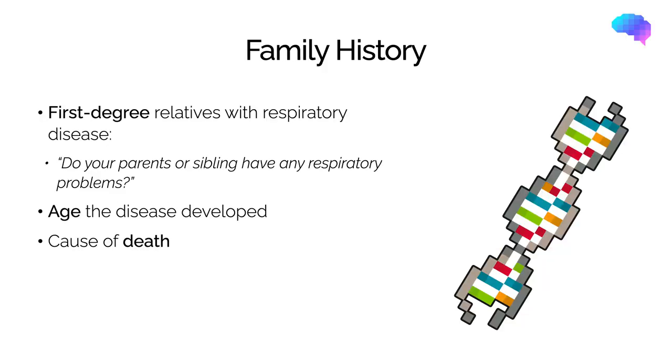In your family history, you should ask the patient whether they've had any first-degree relatives with respiratory disease. You want to find out about the age at which the disease developed and the cause of death, if applicable. There are some respiratory conditions, such as cystic fibrosis, which are inherited diseases. For example, cystic fibrosis is inherited in an autosomal recessive manner, and a family history is really important here.